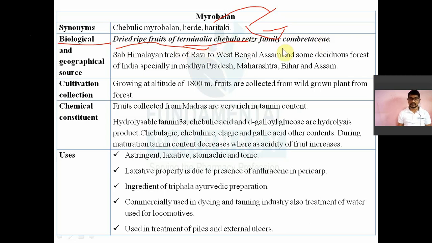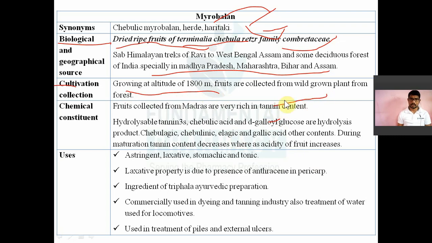Terminalia chebula, family Combretaceae. It is found in the sub-Himalayan tracts, then West Bengal. It is also found in West Bengal, Assam, and some deciduous forests of India, especially in Madhya Pradesh and Maharashtra. It goes up to an altitude of 1,800 meters. Fruits are collected from wild grown plants in the forest.